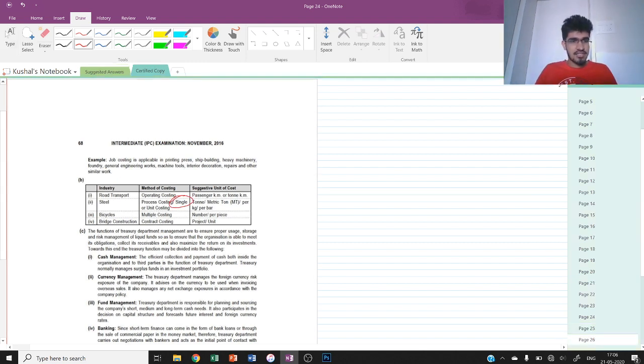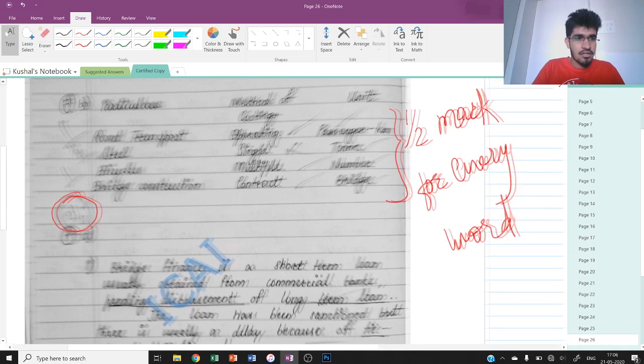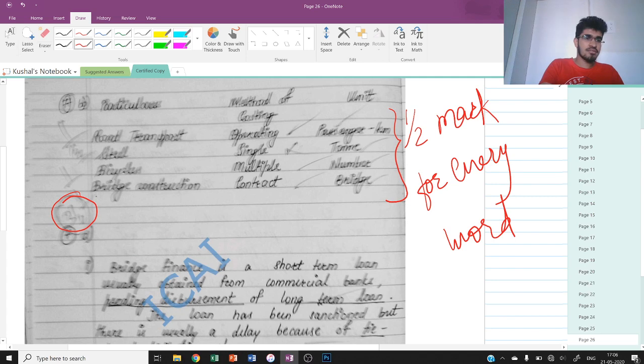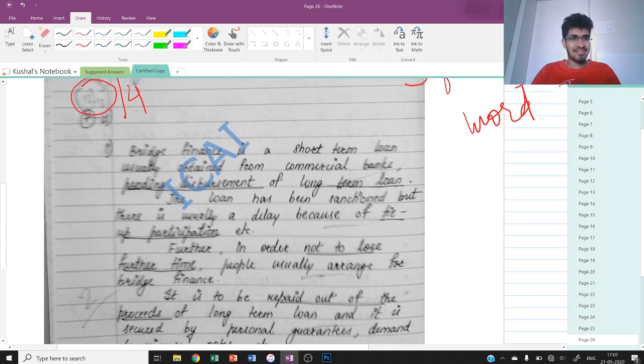I have written it as single costing in my answer sheet also, but still I have been given this as wrong. Okay, so I would have scored 4 out of 4 marks, so 3.5 out of 4. I would have fetched 0.5 marks more. Okay, that's all right. A lot of time has elapsed now from November 2016.